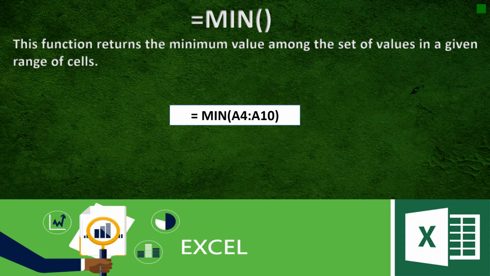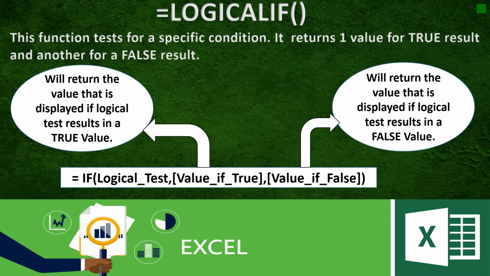Clear? Next function is the logical IF function, the most important function, a little bit tricky. So let's see what it is. This function tests for specific conditions. If the condition is true, it will return one value. If the result is false, it will return another value. Clear? So let's see here.